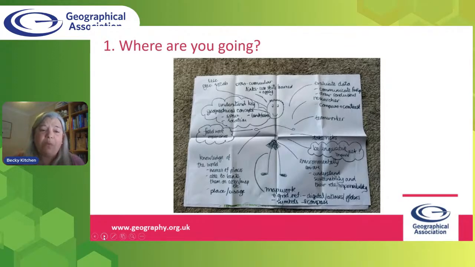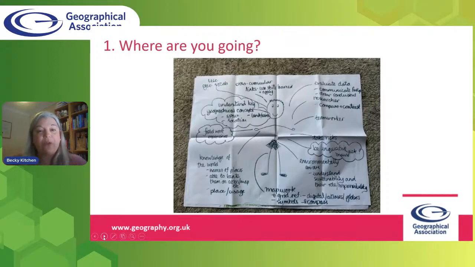Now, whilst you might want all of those things to be the outcome, there are some things that you might want to foreground and focus on. You can see those are highlighted here. So there are 3 things. There's lots of things that this ideal geographer has in terms of knowledge and skills. But the 3 most important are highlighted as understanding key geographical concepts of space, location and landforms, being inquisitive and able to inquire and ask questions, and the 3rd one is fieldwork experience.